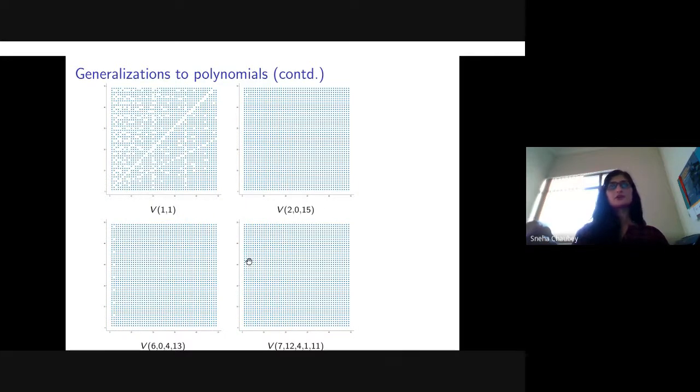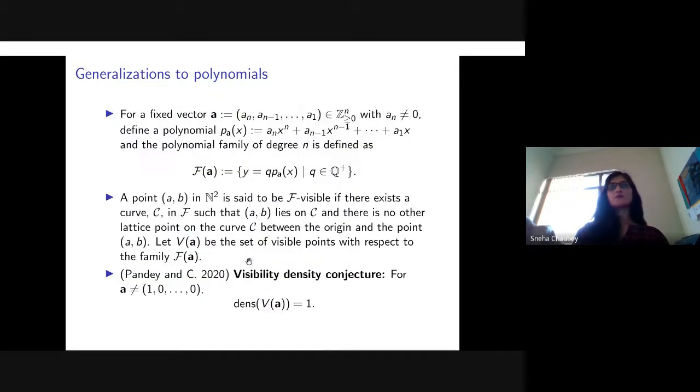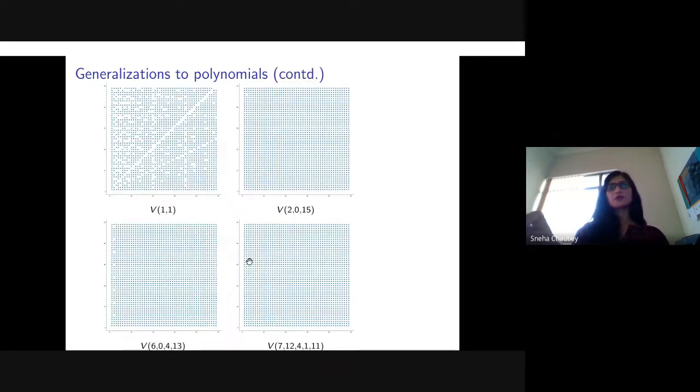Okay. So here is a picture of various curves. This is V1, 1. V1, 1 would be the curve x squared plus x, right? That's a plot of all visible lattice points. V2, 0, 15, for example, would be the curve 2 times x cubed plus 15x, right? And similarly, 60413 would be 6 times x to the power 4 plus 4x squared plus 13 times x. So it looks like, at least numerically, and that's what we thought, that the density is 1 for all these families.